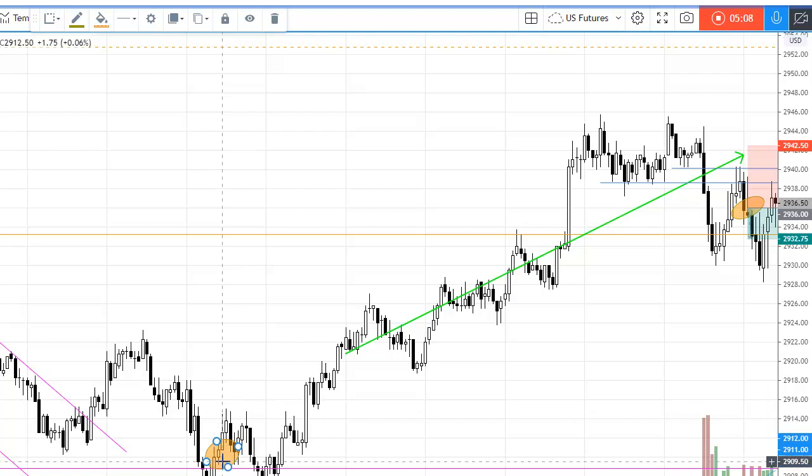It didn't go straight up because it actually had a reaction and came back down to have a test of the spring, which is perfect because you can see that the volume decreased on this reaction, and we also formed a higher low here, which is a very nice test for this spring action.